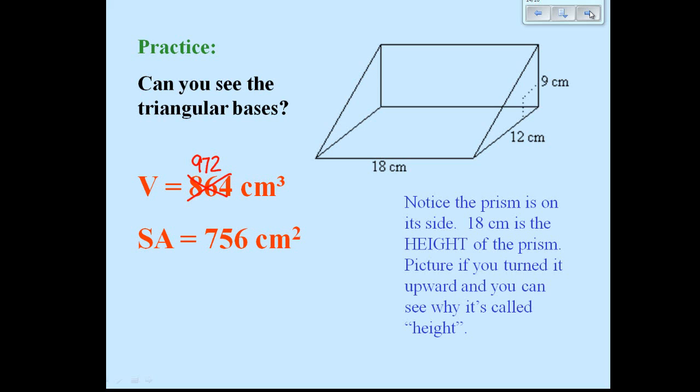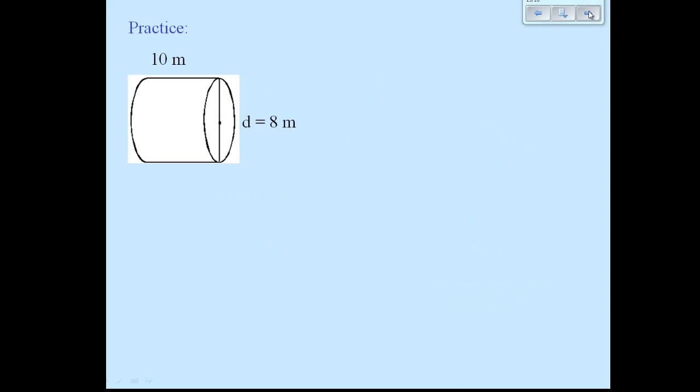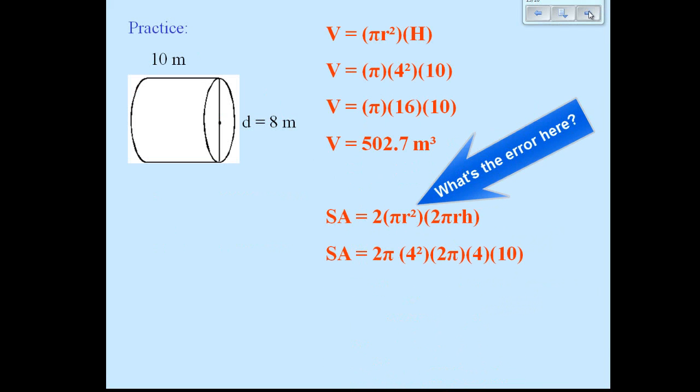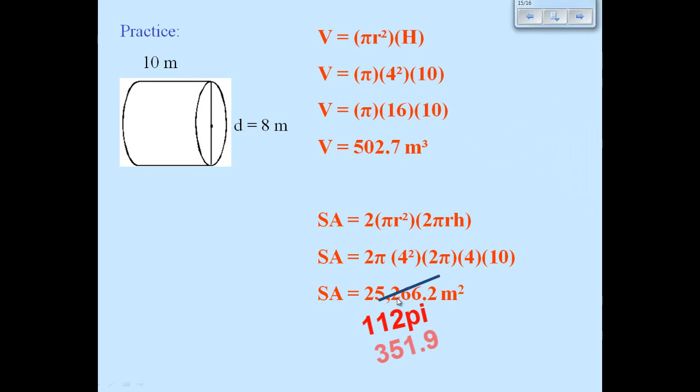And when you do the cylinder, the surface area is going to be, they did the volume first actually, and the surface area is, come on, there we go. I had 112 pi. Rounded to the nearest tenth is going to give you 351.9.